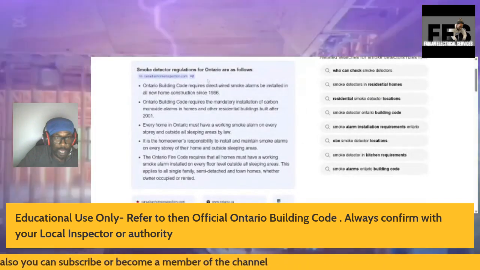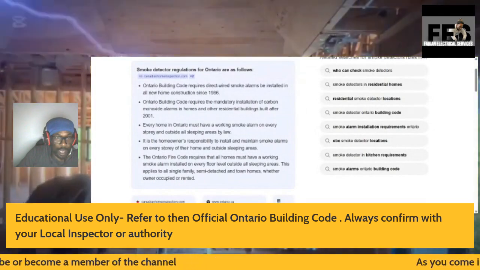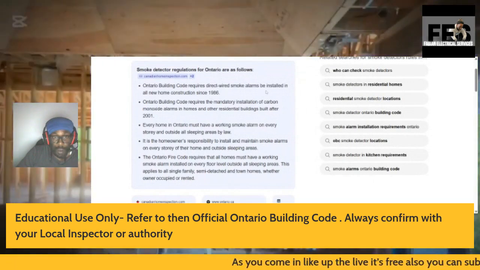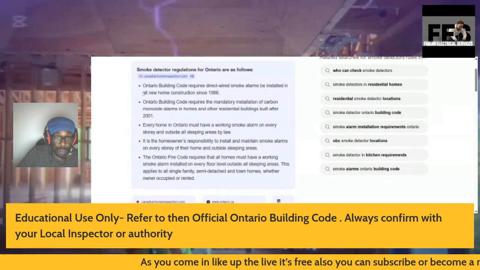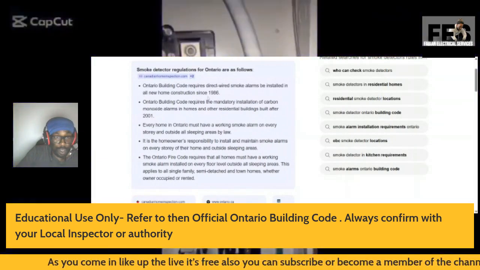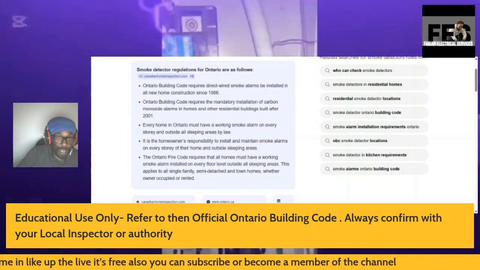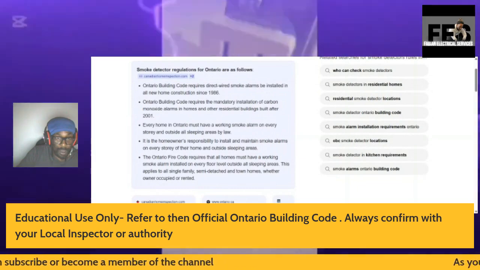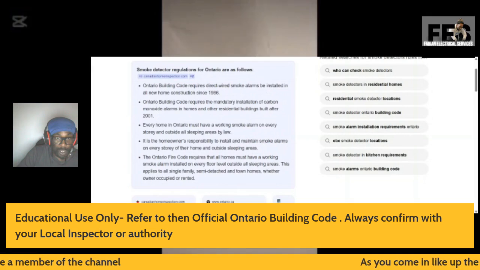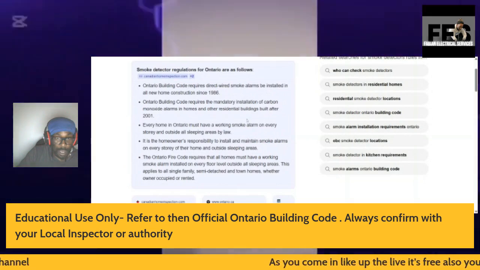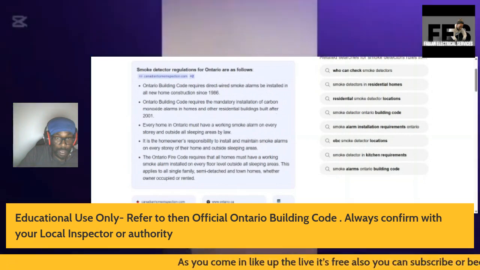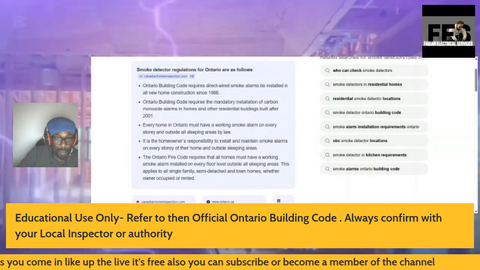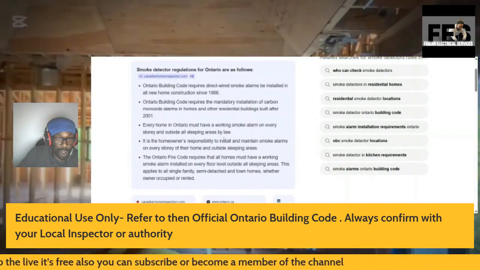Smoke detector regulations for Ontario are as follows. Ontario building code requires direct wire smoke alarms be installed in all new home construction since 1986. Ontario building code requires a mandatory installation in buildings built after 2001. Every home in Ontario must have a working smoke alarm on every story and outside all sleeping areas by law.